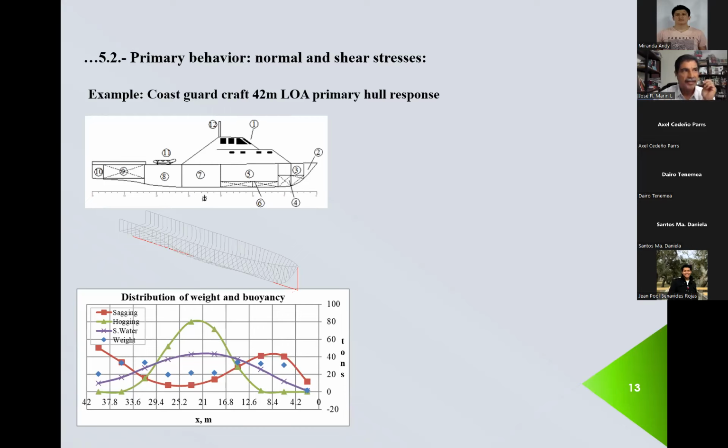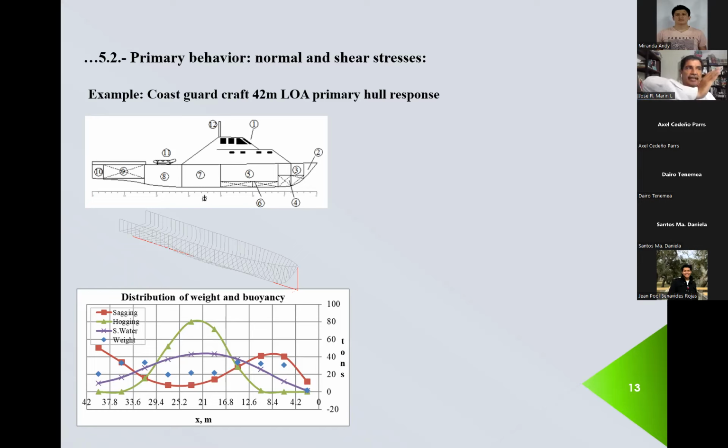Hogging? No, in sagging. In sagging, you are like that. Deck will be in compression. In sagging, hogging will be like that. In that case, the bottom will be in compression. These things are very important because we have to check the possibility of buckling, right? So you have to check that.